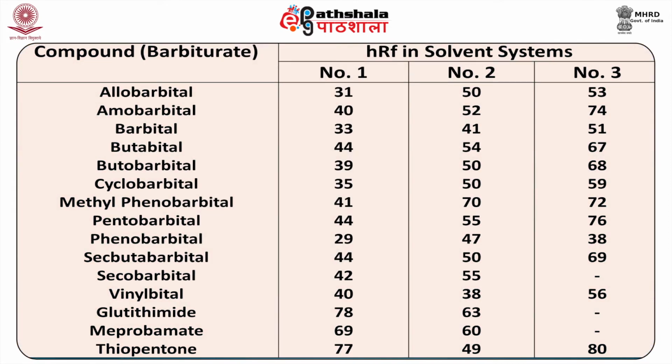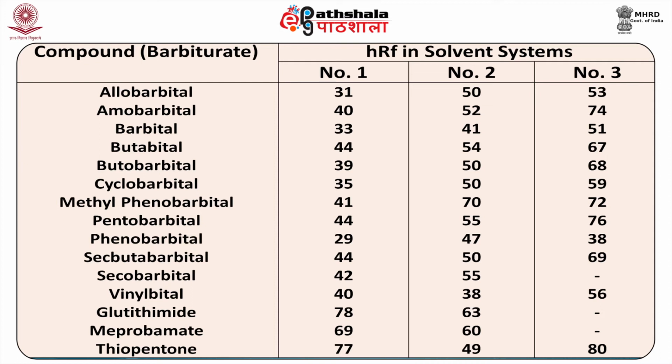And shown here in this table, you can see the various barbiturates which are there as the drugs of abuse, they are listed here along with their RF values in the three solvent systems, the solvent system 1, 2 and 3, which we have discussed already. And if you recall, the solvent system 1 is the ethyl acetate, methanol, ammonia system in 25:50:25 ratio.